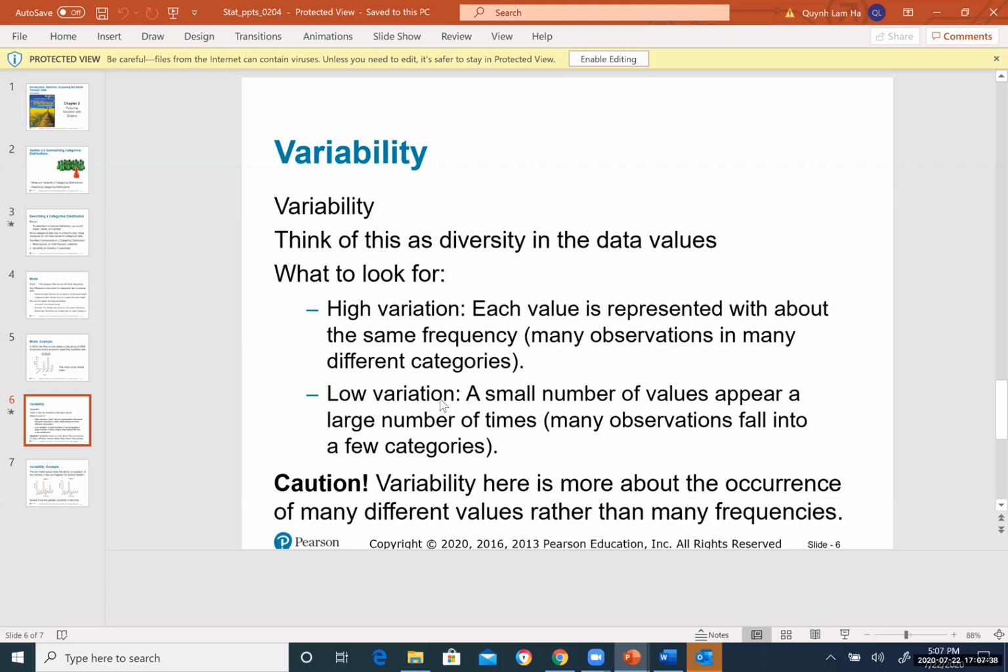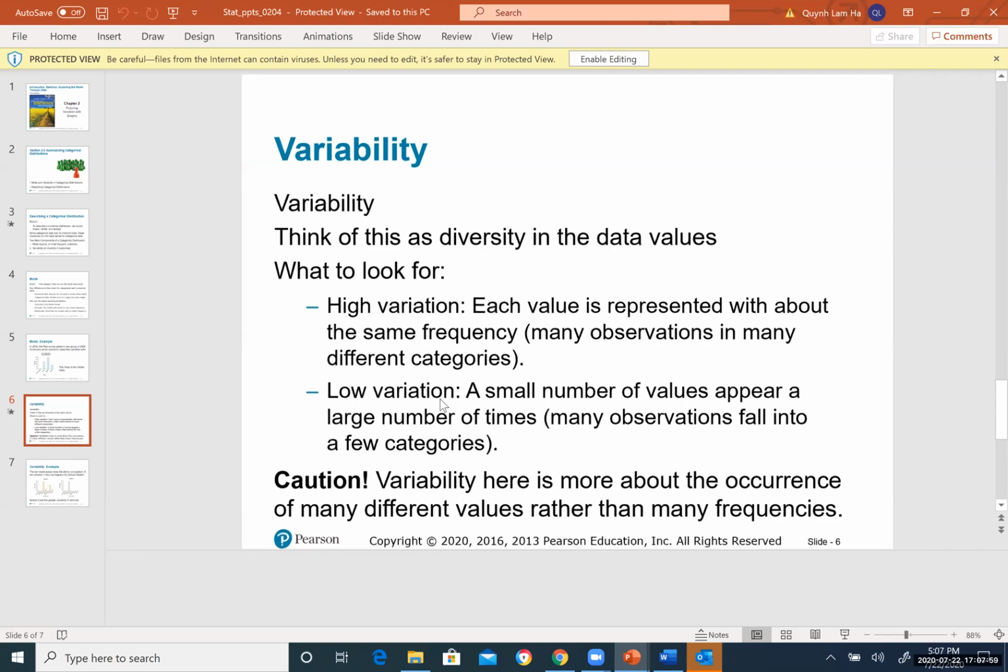Low variation is, remember this, we're talking about categorical data only. Look at the low variation: a small number of values appear a large number of times. Many of the observations fall into a few categories. Caution: variability here is more about the occurrence of many different values rather than many frequencies.